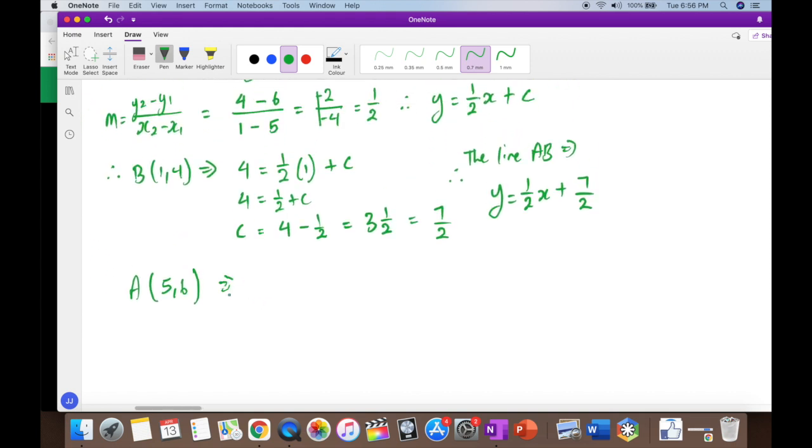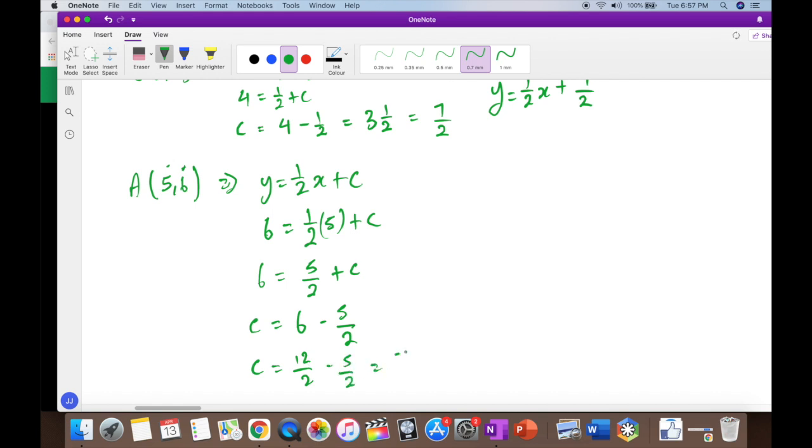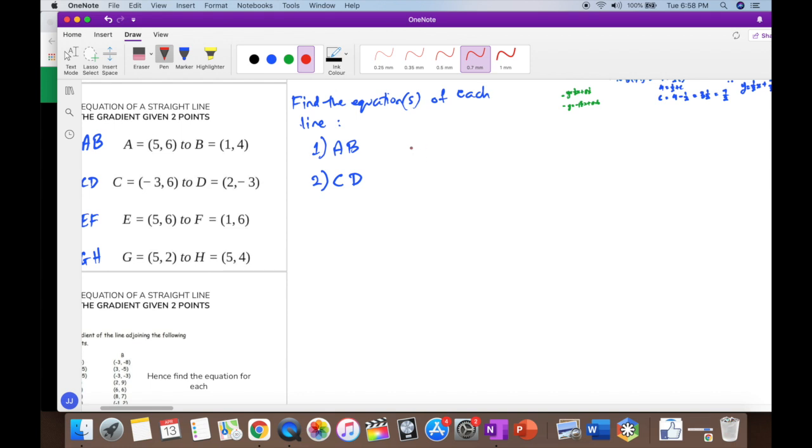Now what is this? y is equal to a half x plus c. So I think I know what you did wrong. You probably substituted the wrong values, because in this case y is 6, so 6 is equal to a half, x is 5, plus c. So 6 is equal to 5 on 2 plus c. So c is equal to 6 minus 5 on 2. 6 is 12 on 2, and so c is equal to 12 on 2, which is 6, minus 5 on 2, which is 7 on 2.